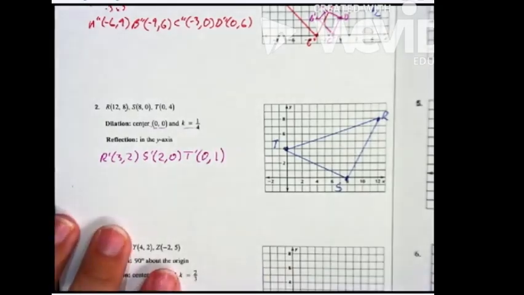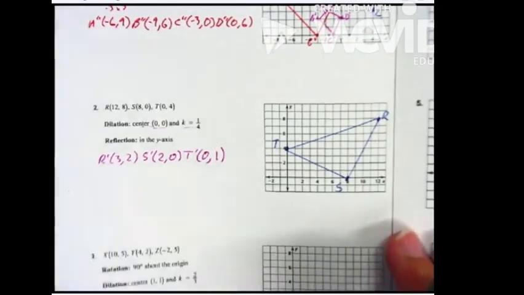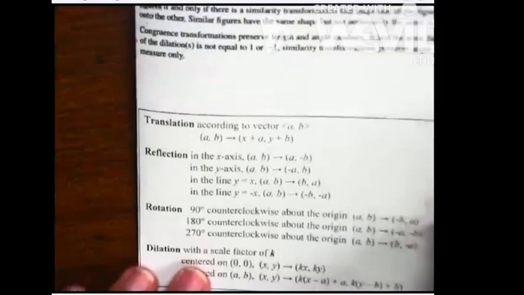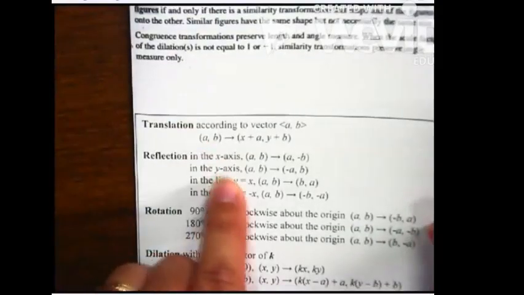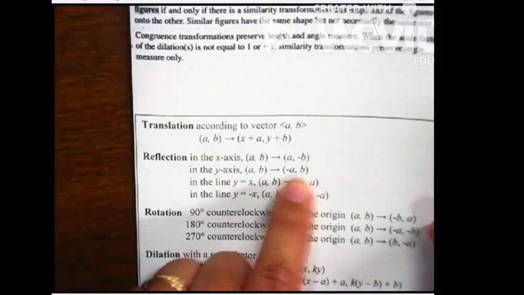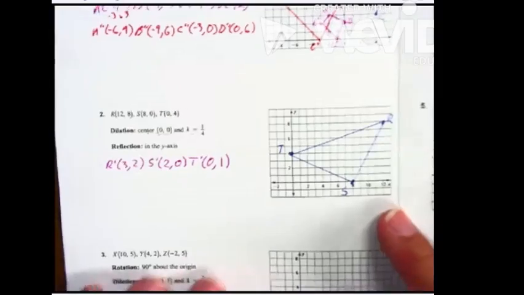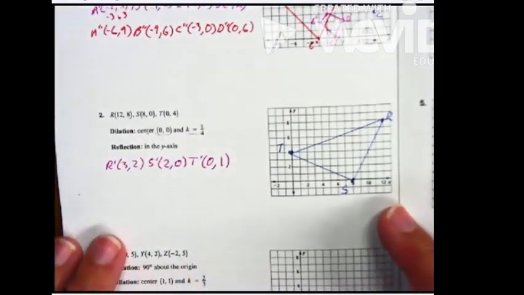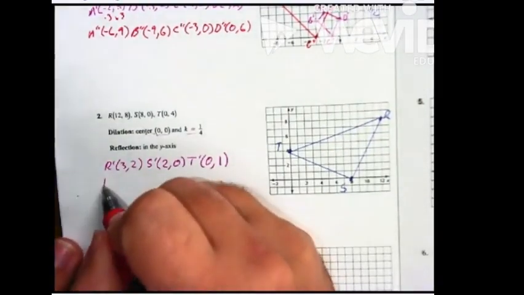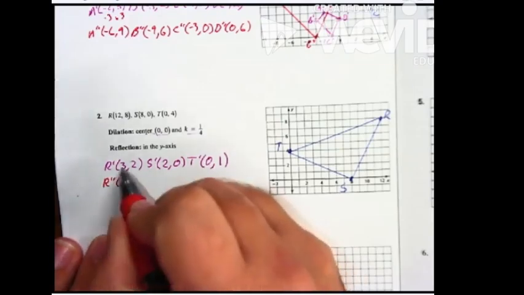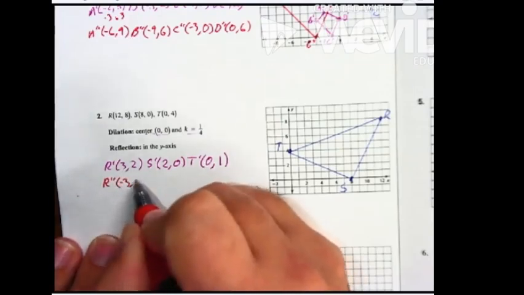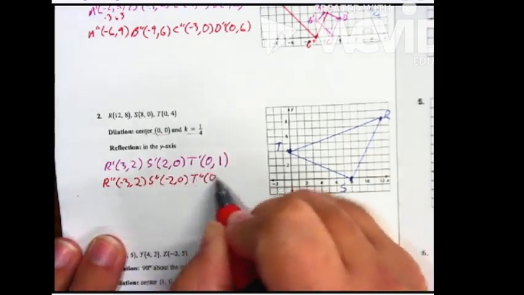Now I want my reflection. Reflection in the y-axis. What is the rule for reflecting in the y-axis? Hopefully you remember this, but if not, it's (a, b) maps to (negative a, b). So all we're going to do is change the sign of the x value. That's it. Okay, so let's just change the signs of our x values. That's easy enough to do. R double prime. So 3 becomes negative 3, and the y value stays the same. So there it is. We've got our 3 points.